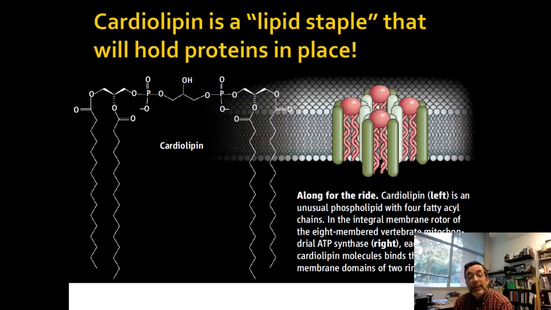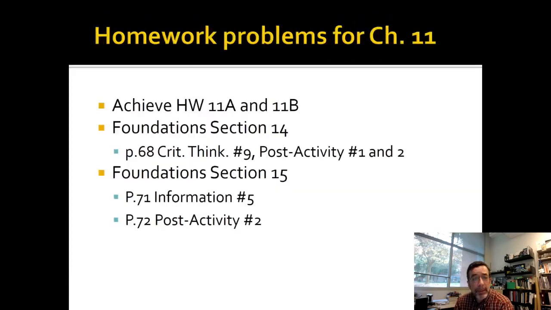I think that's pretty amazing that cardiolipin works like that, and it means that these complexes are really important, and it's really important to the cell that they stay together. You'll be talking about why in Biochem 2. But all that's enough for Biochem 1. So this finishes Chapter 11.